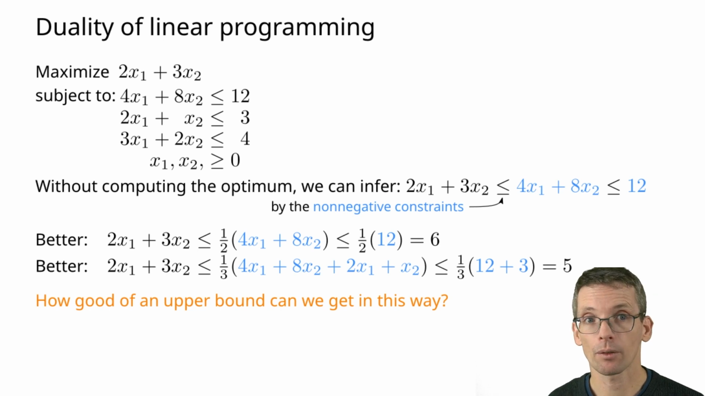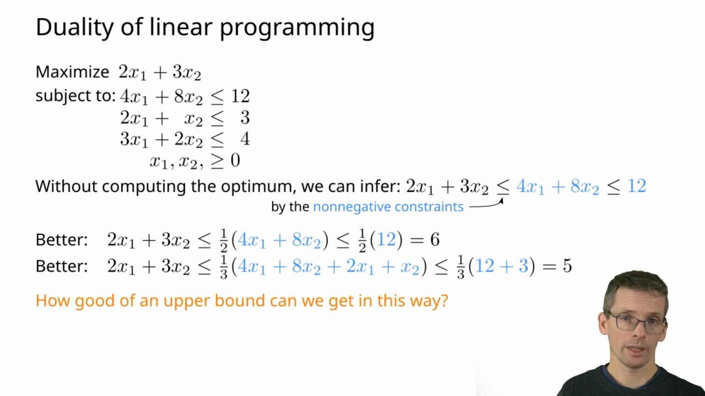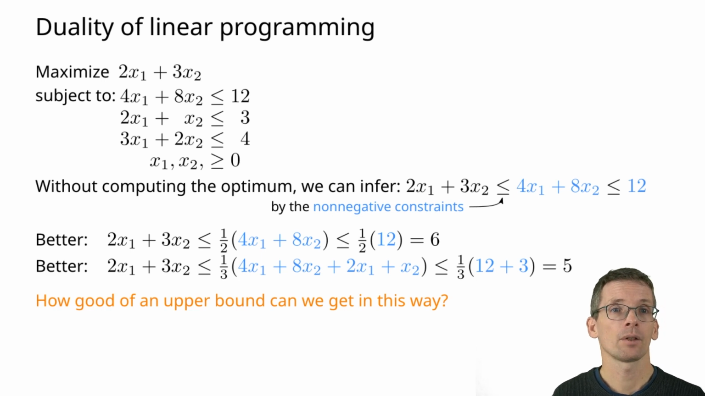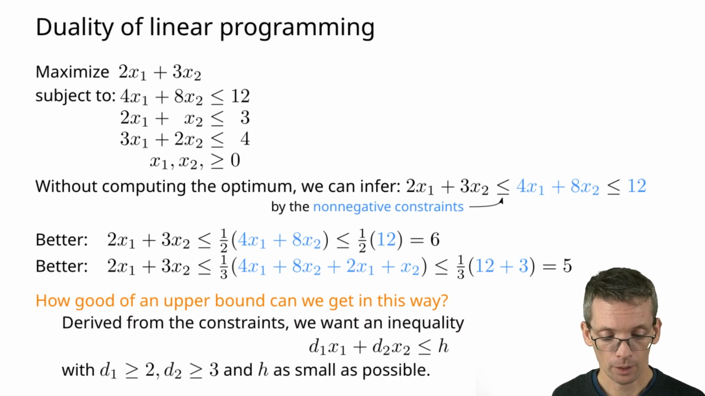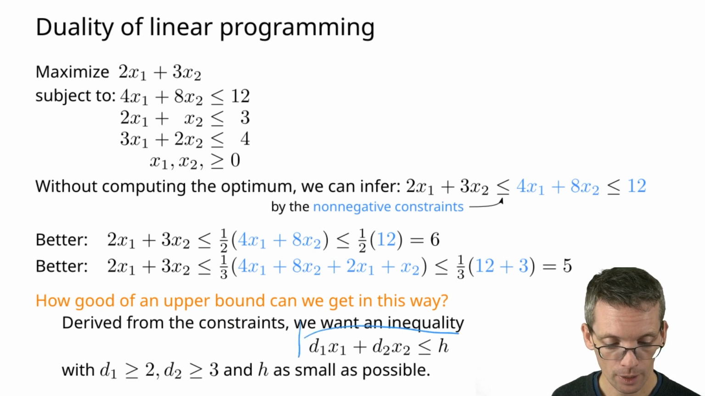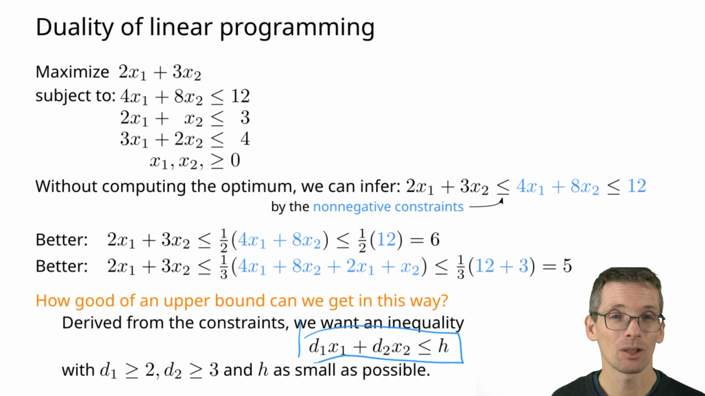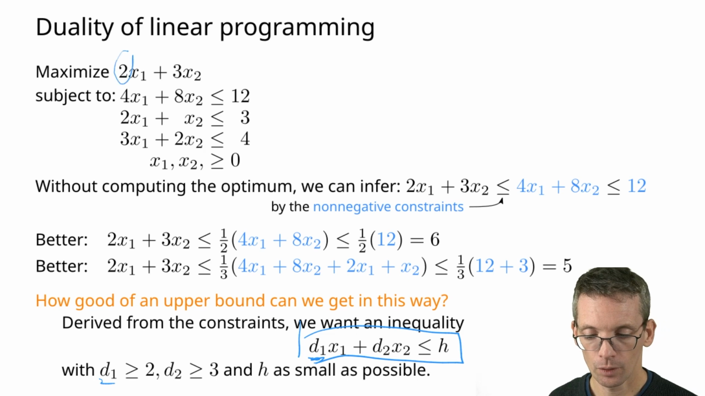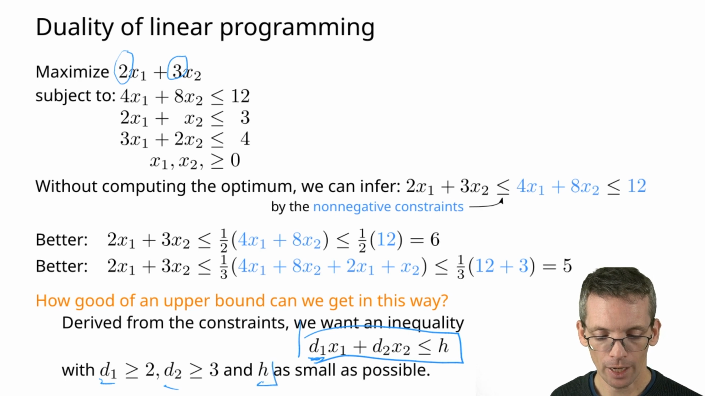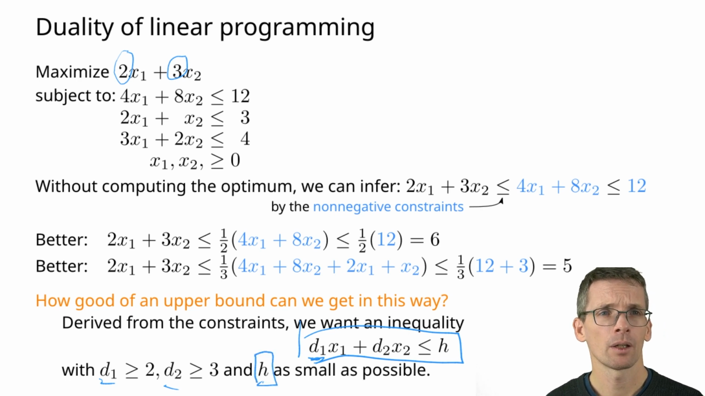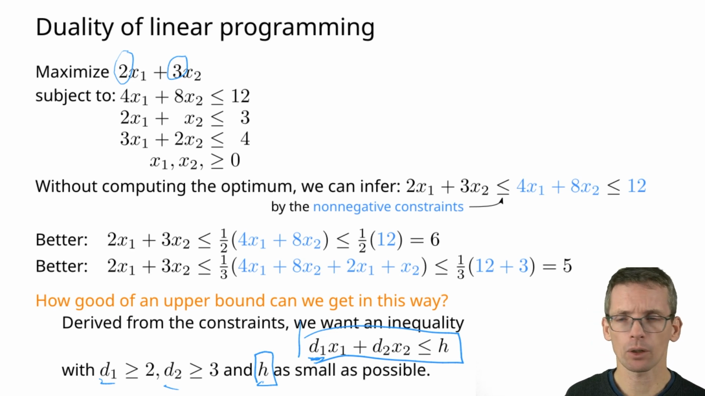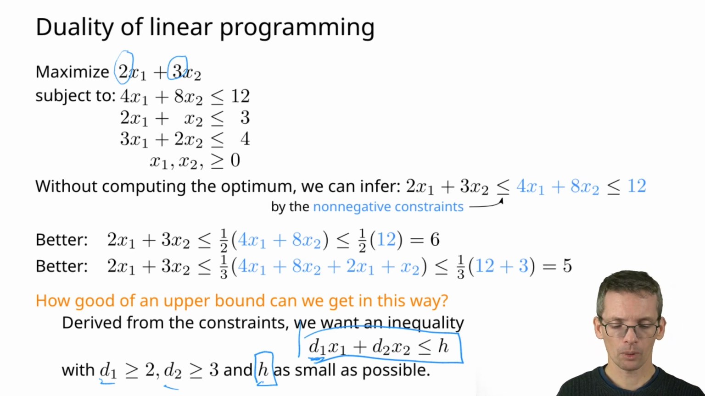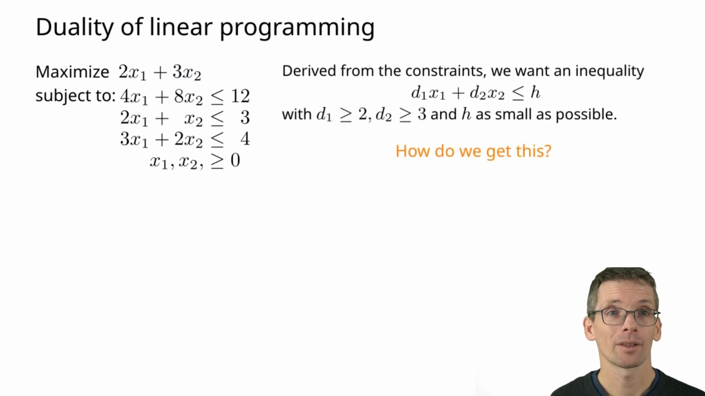And then we can also bring in the third constraint. What we were doing here was we wanted to derive from the constraints an inequality of this type: d1x1 plus d2x2 is smaller or equal to h, where d1 had to be at least the 2 that we have here, d2 had to be at least 3 because there was a 3 here, and we want to have h as small as possible. If you want to have h as small as possible, that already sounds like an optimization problem, and it's an optimization problem that we can solve using a linear program.